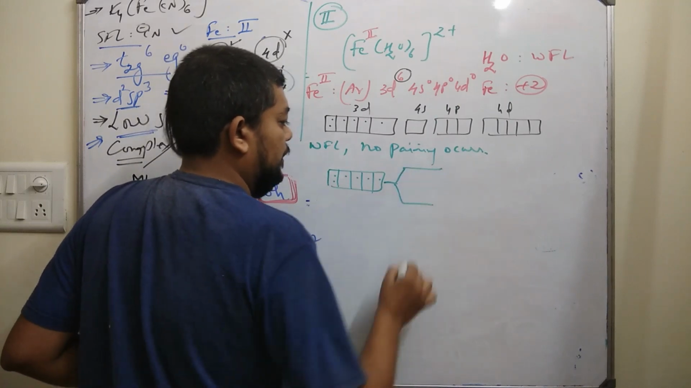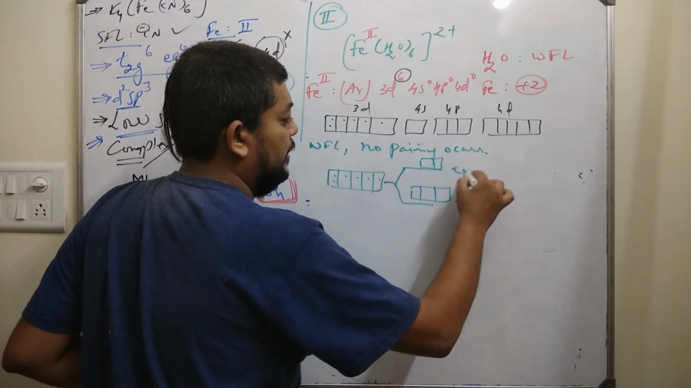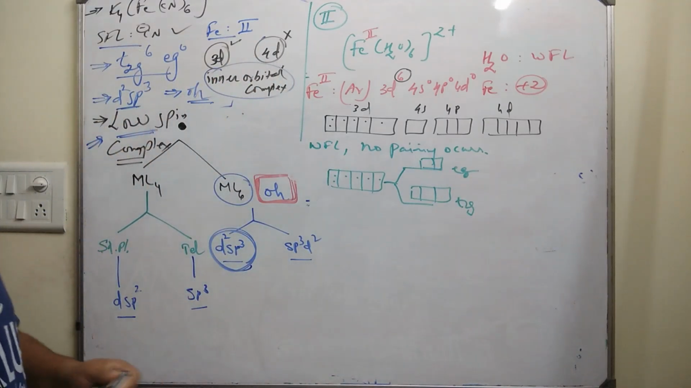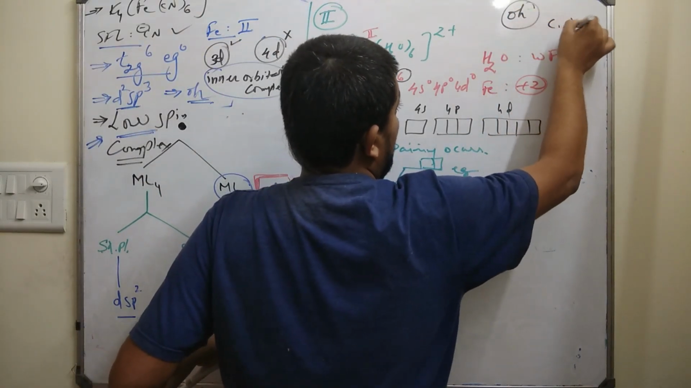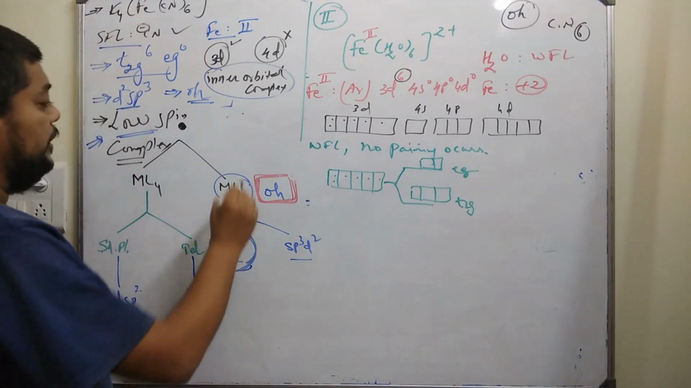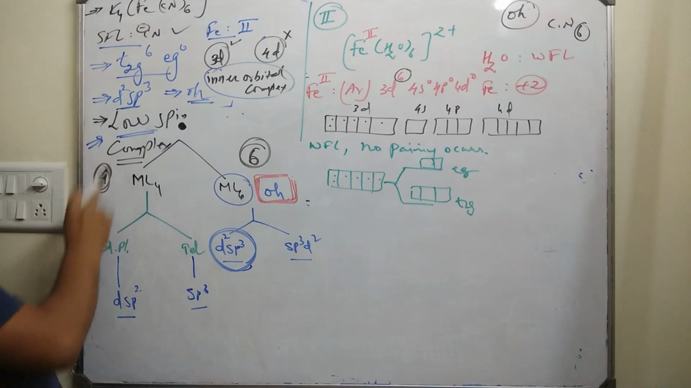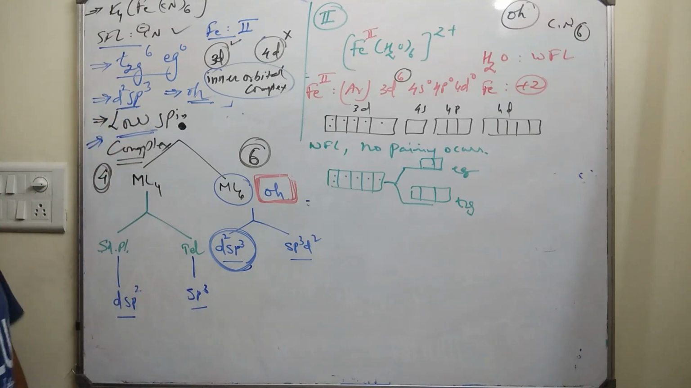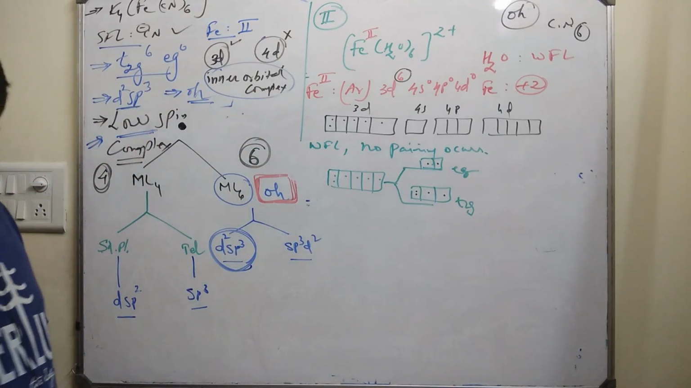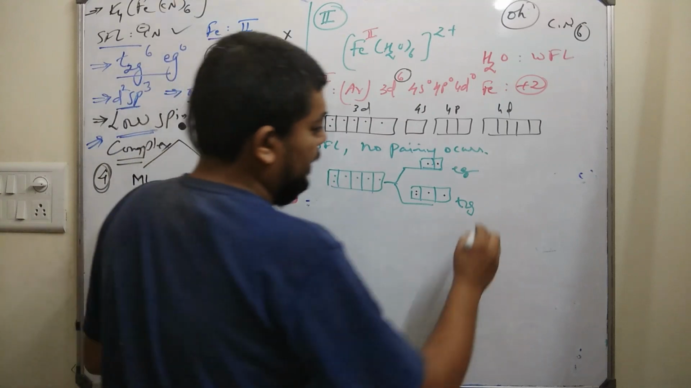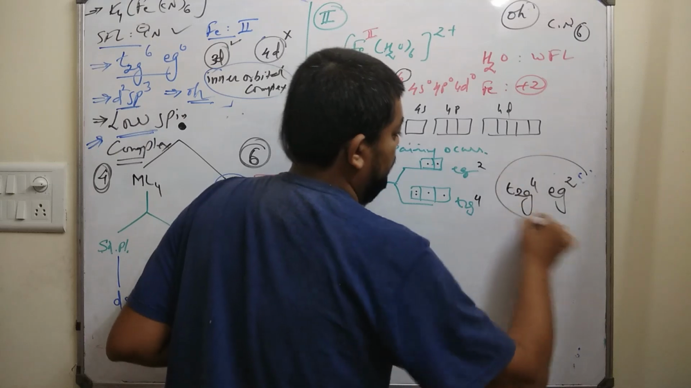If no pairing occurs, then this d6 is going to divide into two, t2g and eg. Friends, you will say, why t2g and eg? Because it's an octahedral complex. Why is it an octahedral complex? Because it has coordination number 6. So whenever your coordination number is 6, it is always an octahedral complex. Whenever your coordination number is 4, it's always a tetrahedral or a square planar complex. So I have 6 electrons like this. No pairing takes place. As no pairing takes place, the electronic configuration will be t2g4, eg2.